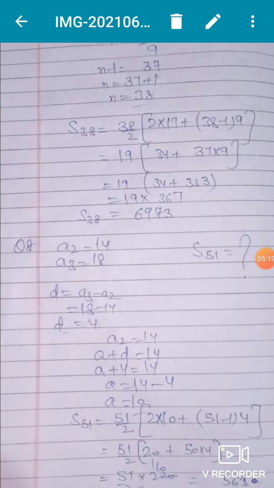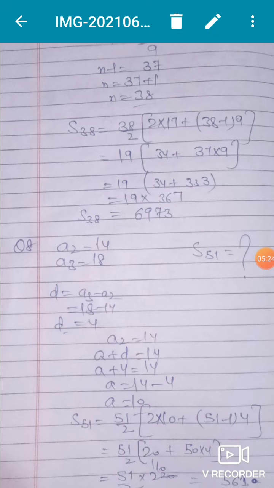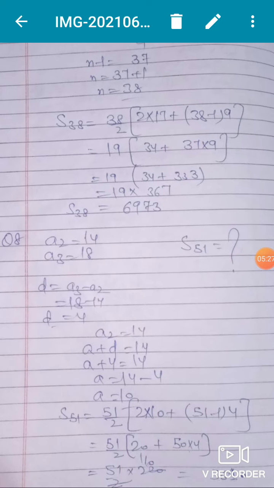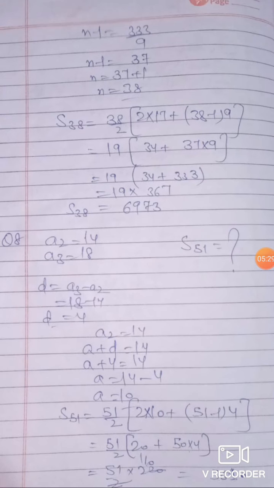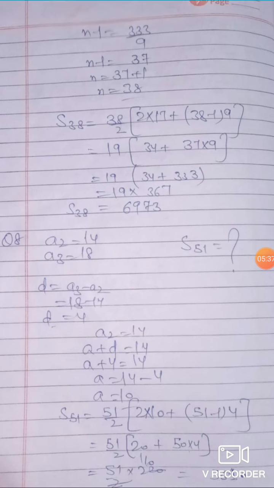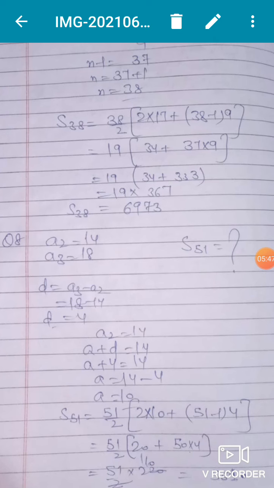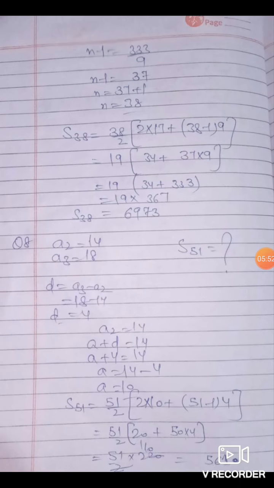Now we have to find the sum of 38 terms. Since 38 has come, the sum of 38 terms is s38. We will find s38 using the Sn formula: n by 2 into 2a plus n minus 1 into d. Clear? So put the values: 38 by 2 into 2 into a, which is 17, plus n minus 1, d is 9. Put the values and solve. Clear? And we get that the sum of 38 terms is 6973.